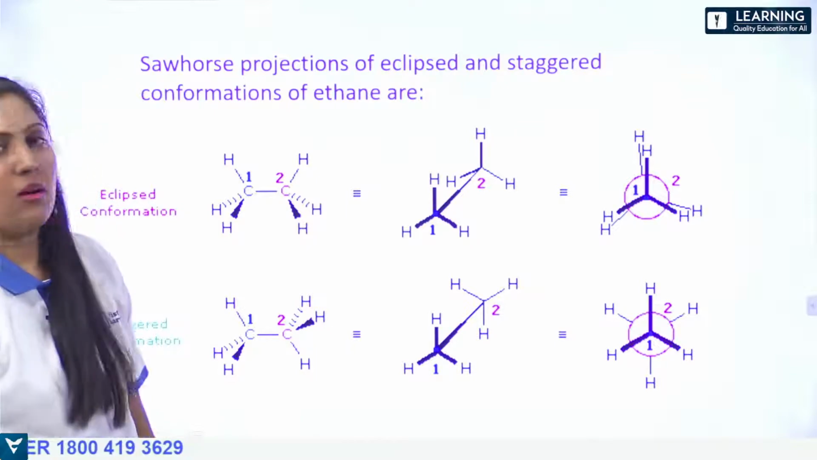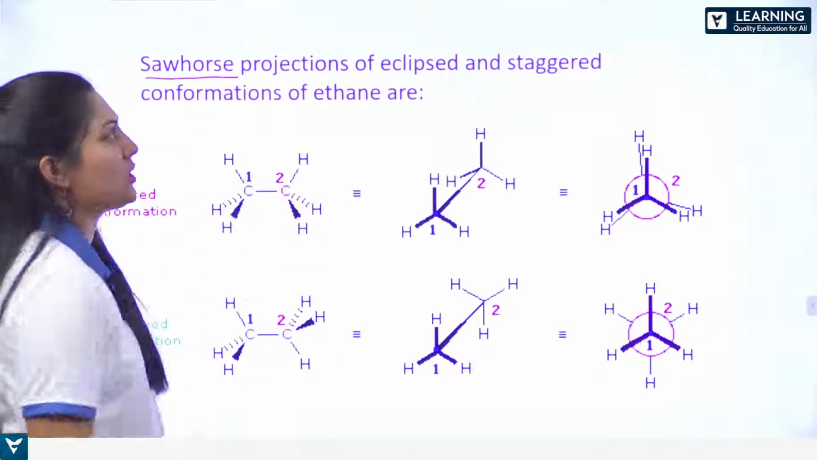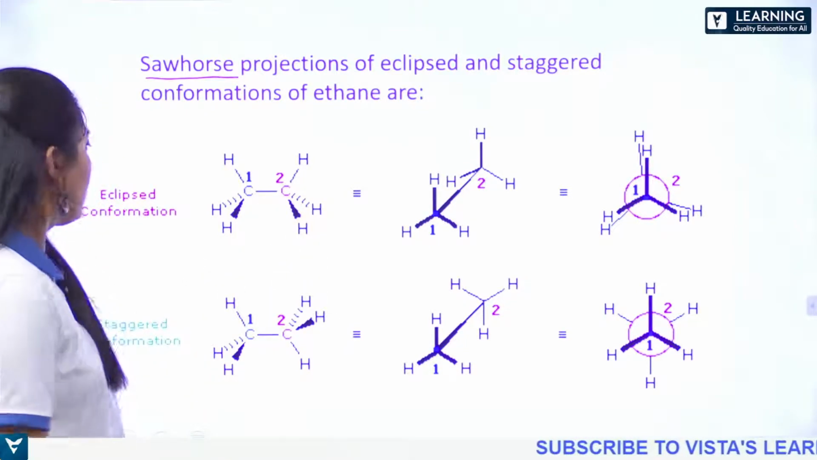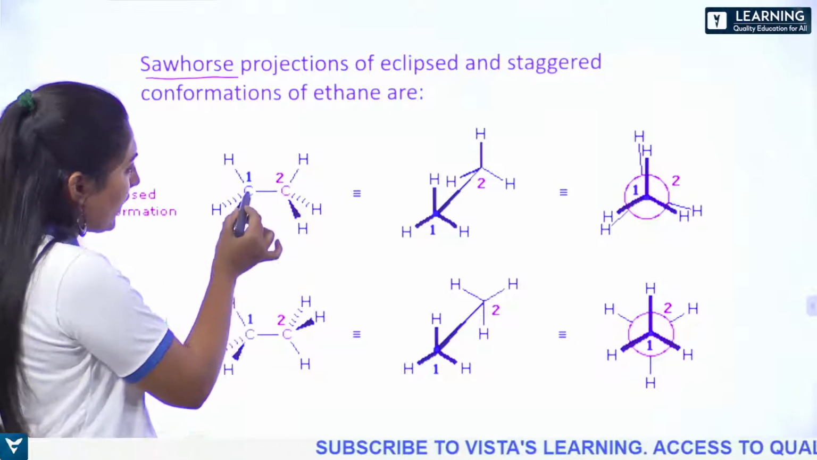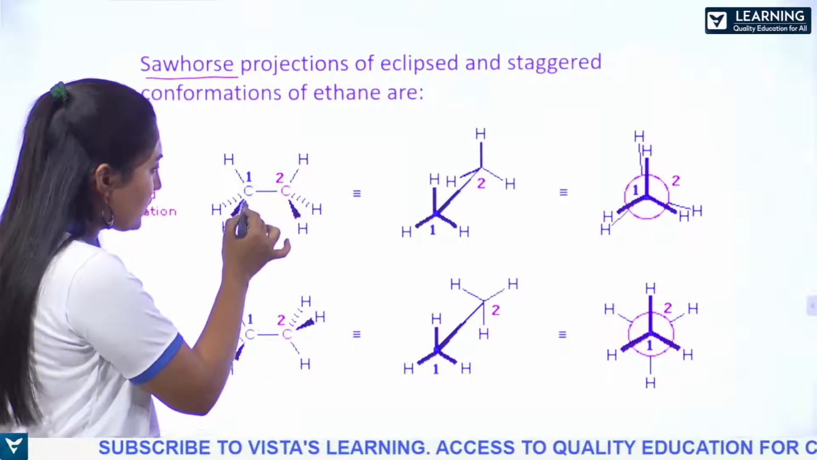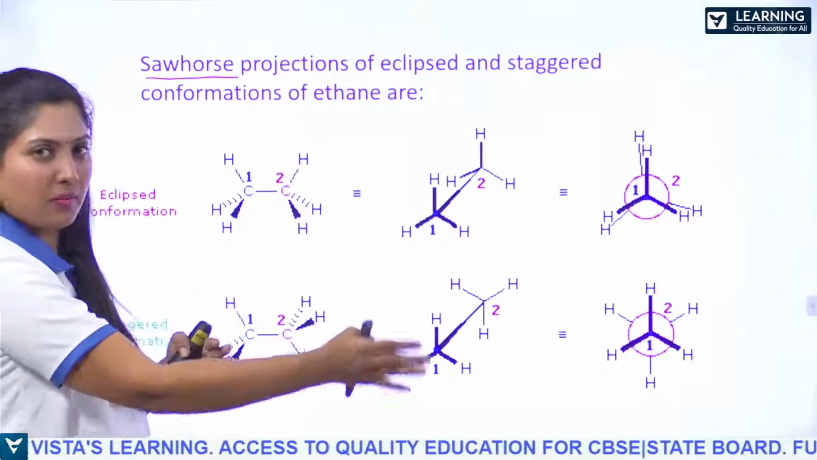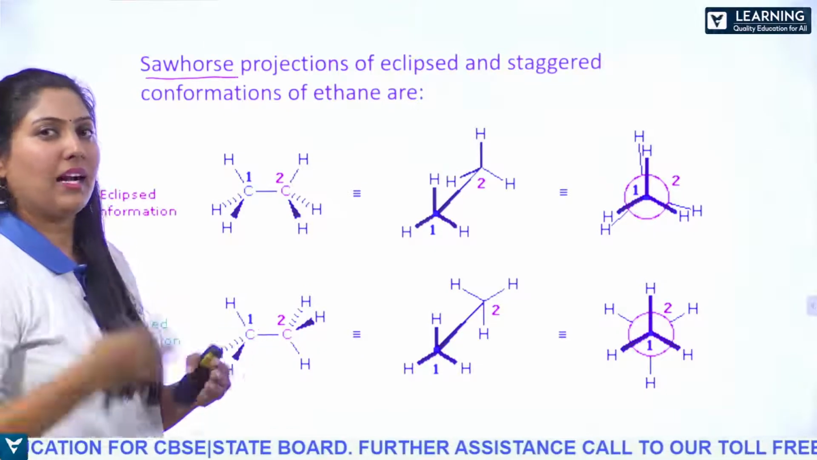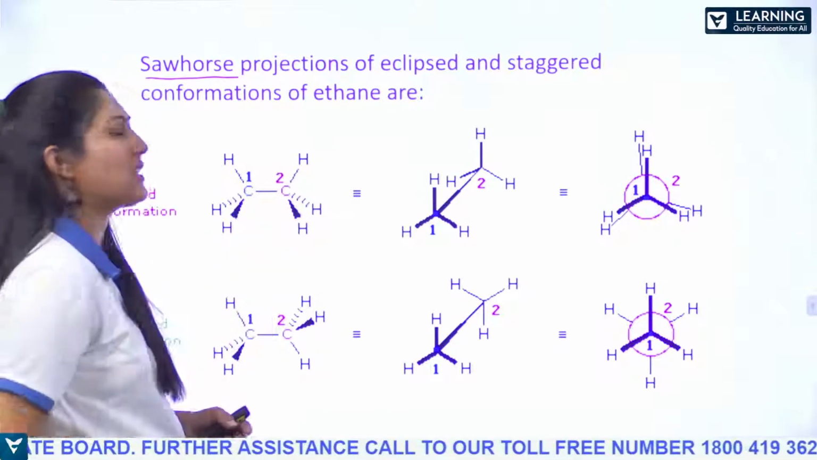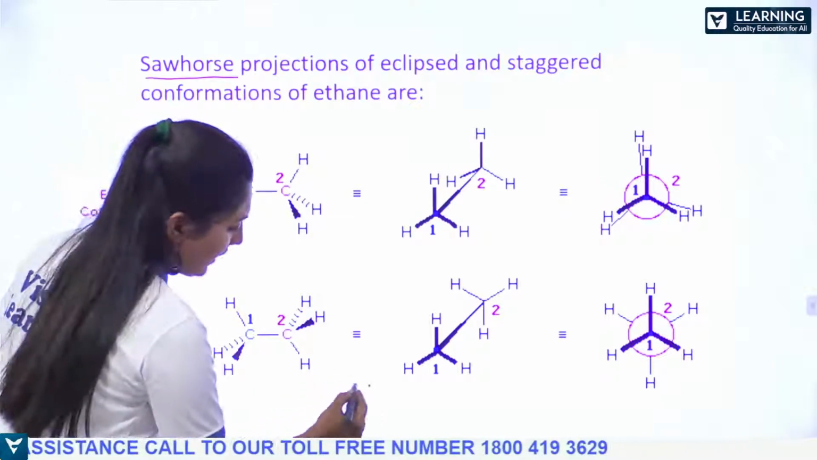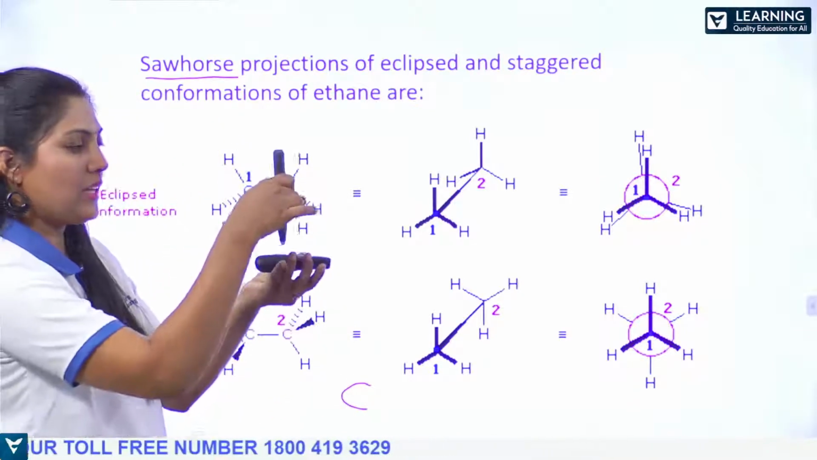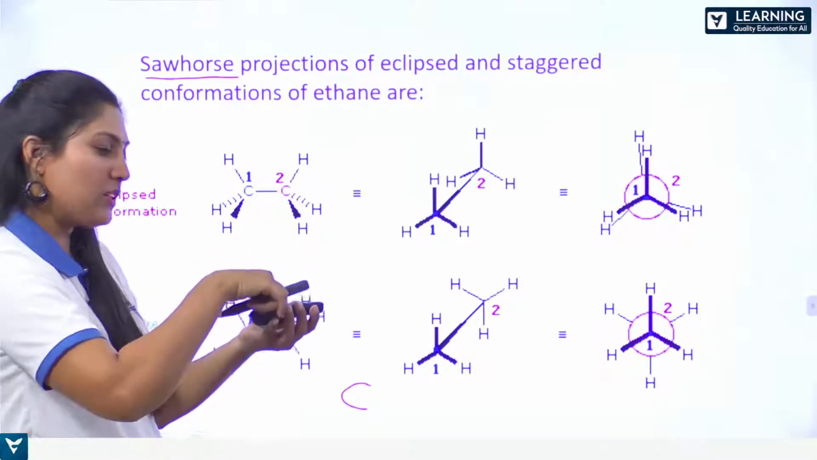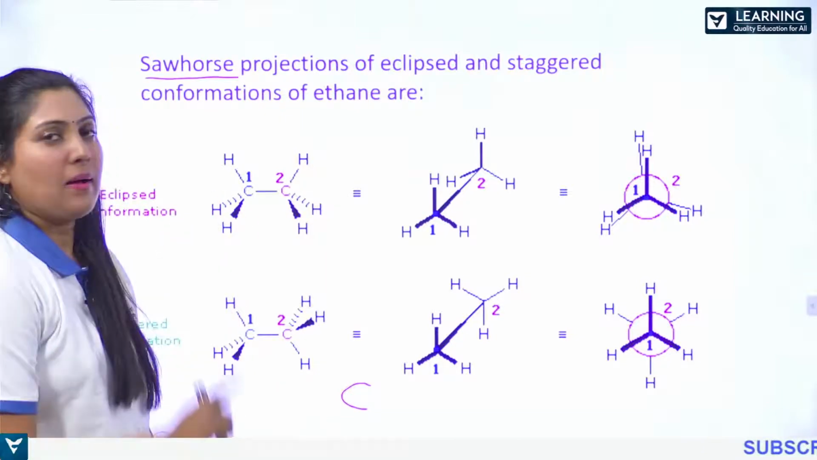So here is the Sawhorse projection of eclipsed as well as staggered conformations of ethane. If you see here, this is the eclipsed one. When we are writing this, wedges mean that it is in front of the plane. The broken lines say that it is behind the plane, and the straight lines say that it is in the plane. That means if I have a carbon atom like this, it will be in front of the plane, so that will be a wedge. If it is behind, it will be broken. And if it is on the plane, that will be considered a straight line.